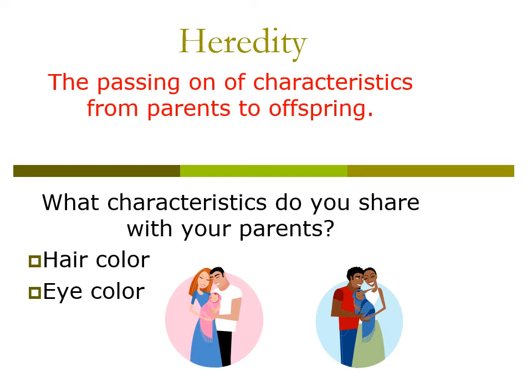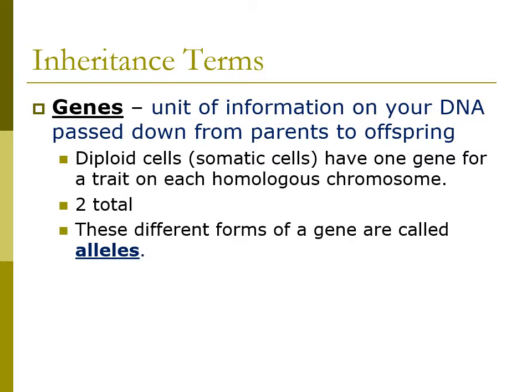Well, how come we sometimes look more like one parent than the other? And so that's what we're going to investigate today. So what is a gene exactly? A gene is a unit of information on your DNA, like a little segment, that codes for a particular protein. And those are passed on, they're inherited from parents to offspring.